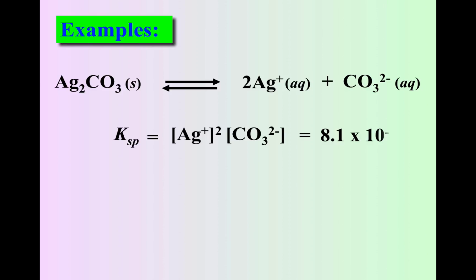Silver carbonate, even worse, right? Or it appears worse anyway. 1.8 times 10 to the minus 12. Again, notice we only put things that are in solution or gases into equilibrium expressions, so the solids are not included. So these are frankly easier to solve for, right? There's no denominator here, so they're easier values to solve for in terms of how much of the solid goes into solution.